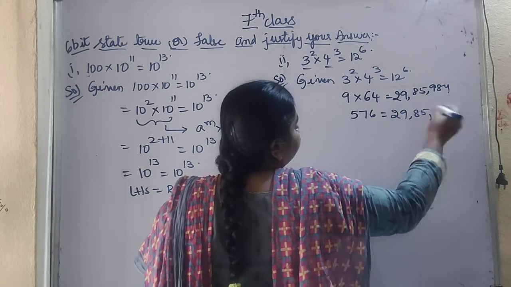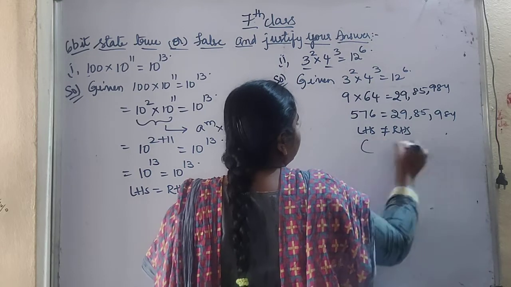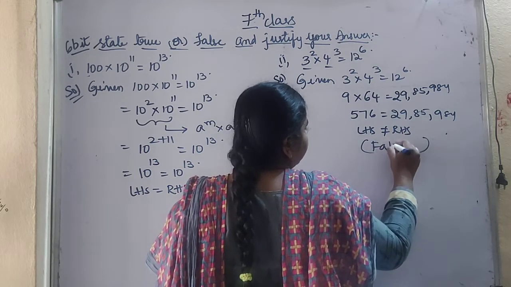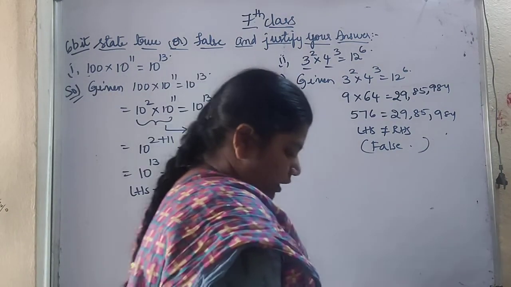So 576 and 29,85,984 are not equal to each other. That is, LHS is not equals to RHS. So it is a false statement. Okay, so the second one is a false statement. Next, the third one.